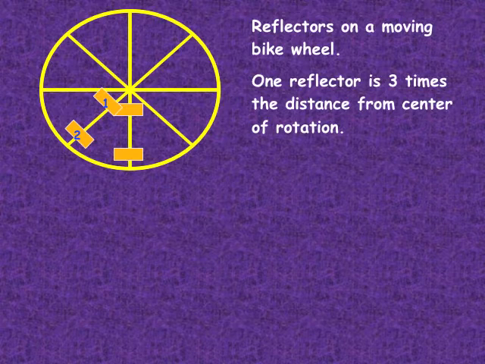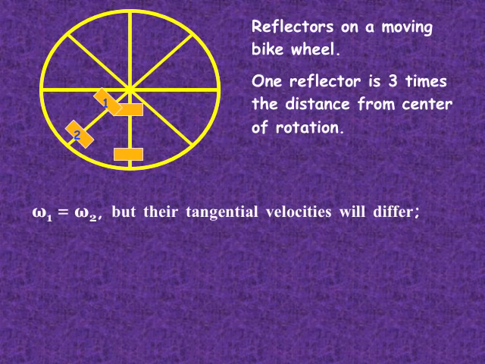So reflector 1 sweeps a small distance and reflector 2 sweeps a larger distance, but they both sweep the same angle as the wheel rotates. Sweeping the same angle in the same time is an angular speed, or an angular velocity. That's omega.